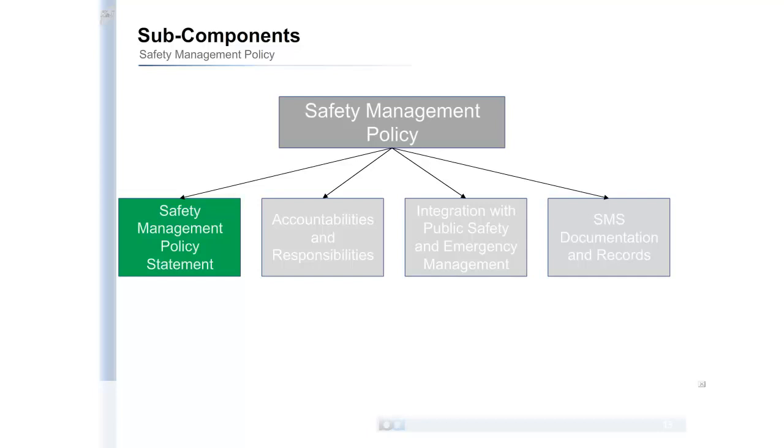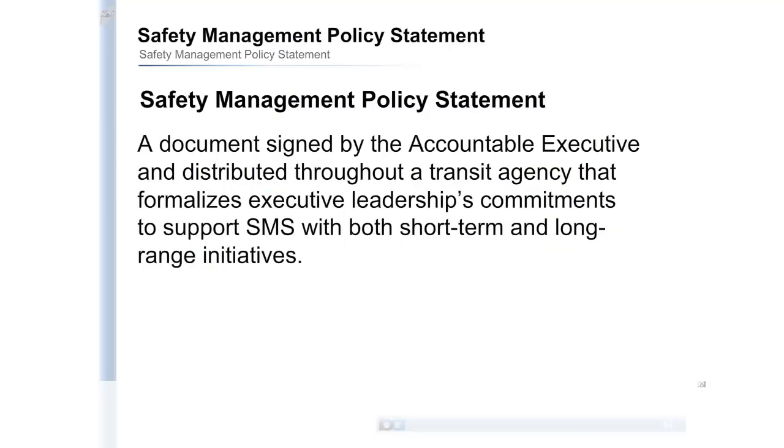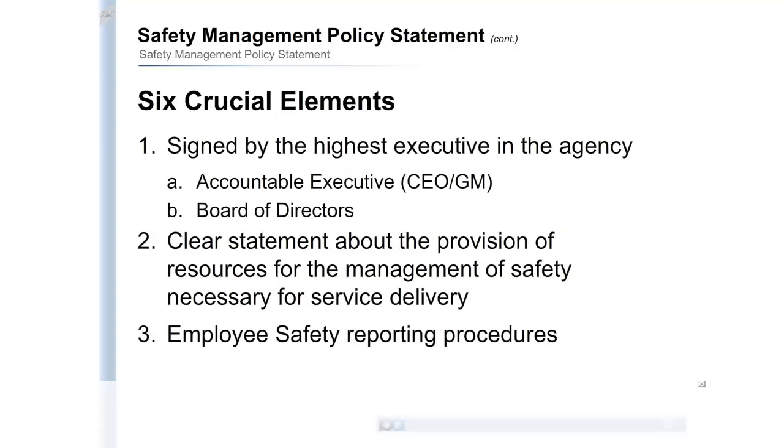The Safety Management Policy Statement. A safety management policy statement is a document signed by the accountable executive and distributed throughout a transit agency that formalizes executive leadership's commitments to support SMS with both short-term and long-range initiatives. A well-thought-out safety management policy statement contains 6 crucial elements.